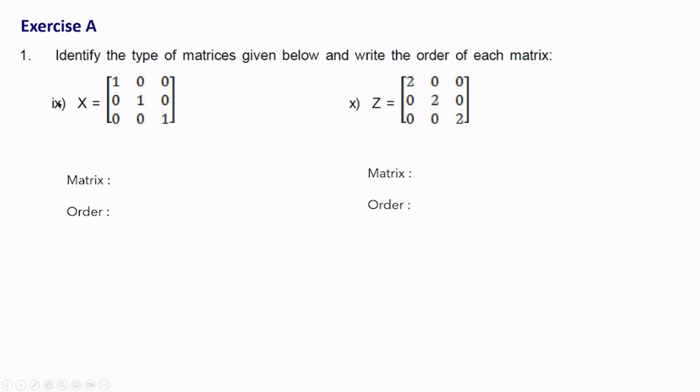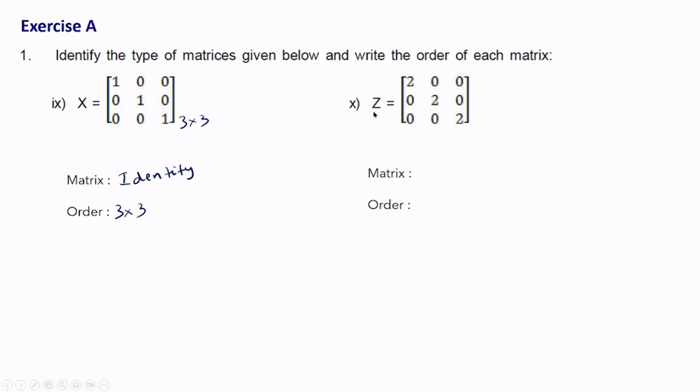And next we have the matrix X given by 1, 0, 0, 0, 1, 0, 0, 0, 1. Here this is an identity matrix. Here the elements in the diagonal are all equal to 1. So such a matrix is called an identity matrix. And the order is, it has got 3 rows and 3 columns. So the order is 3, or we can write it as 3 by 3.